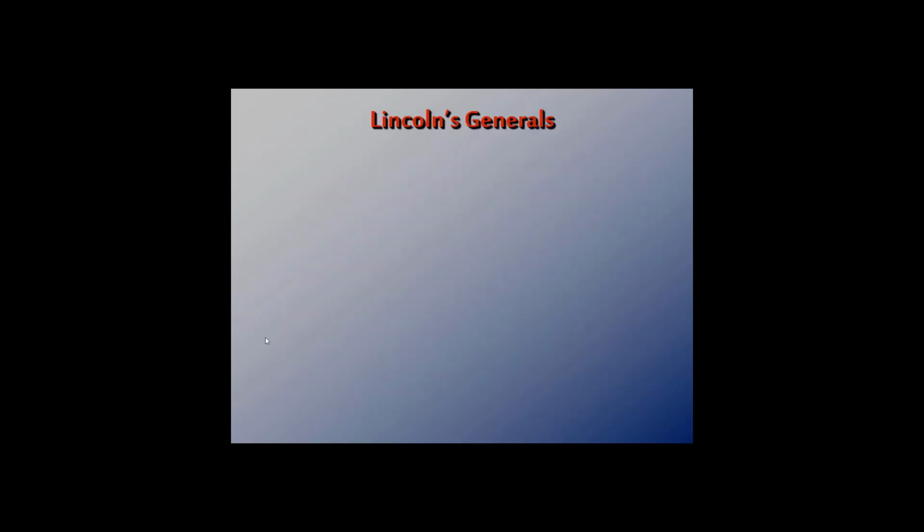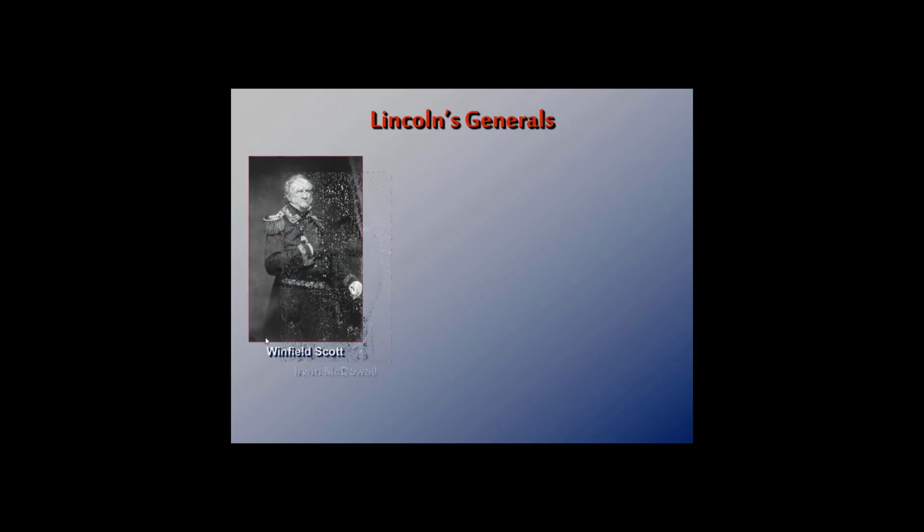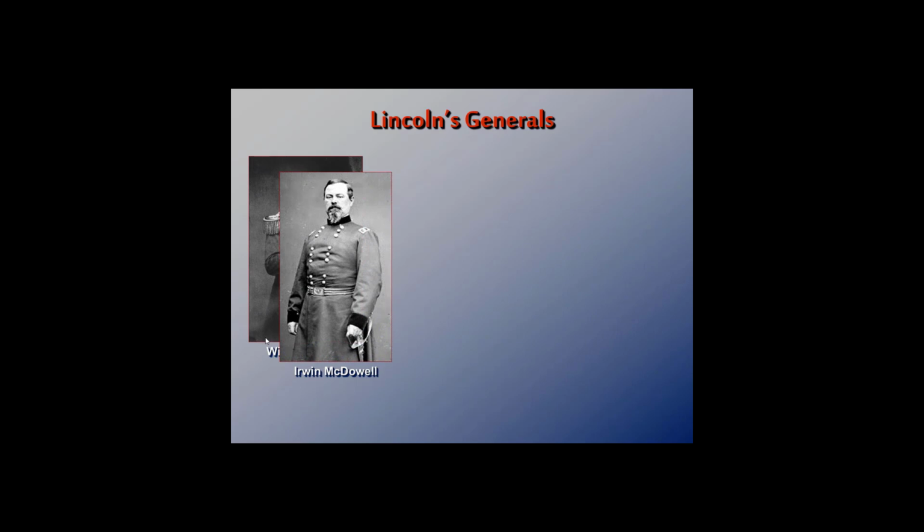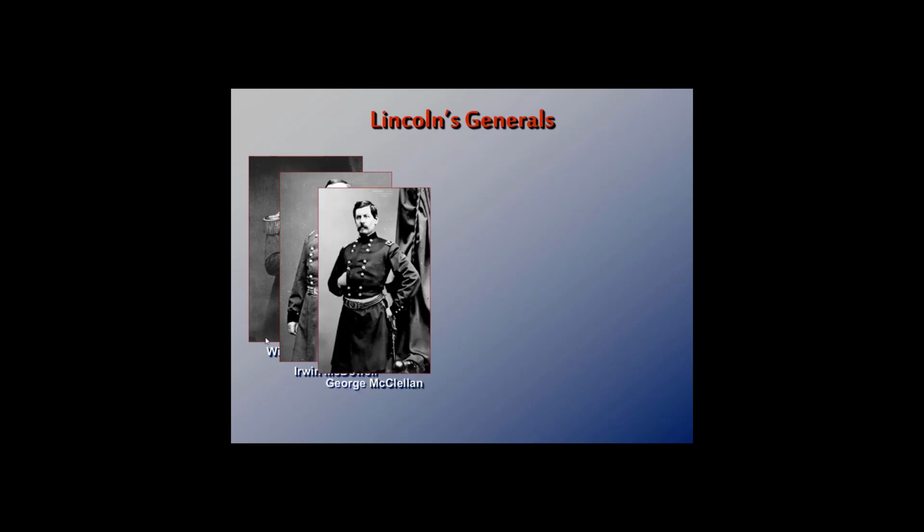The next two slides are more or less meant to be a montage of the different generals used both by Lincoln up north and by Davis down south. We begin with Winfield Scott. Next, we have Irwin McDowell. We have George McClellan, who eventually runs against Abe for the presidency.